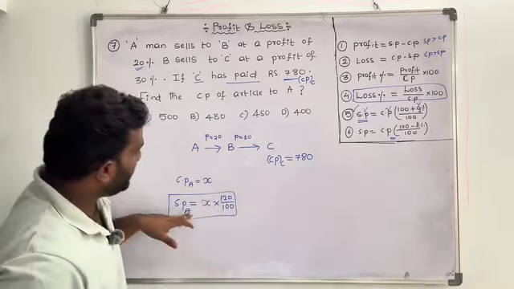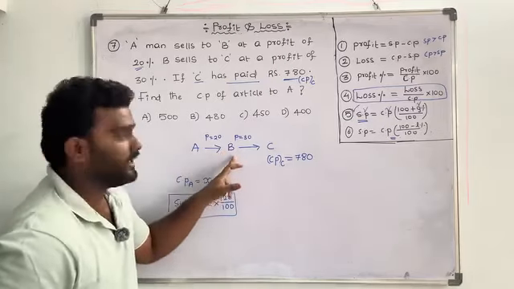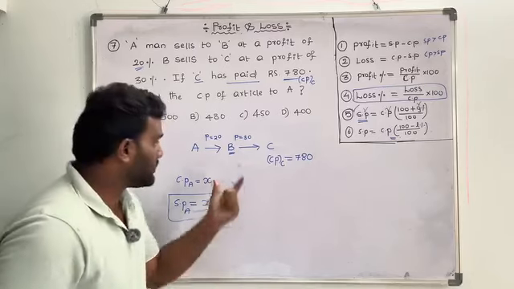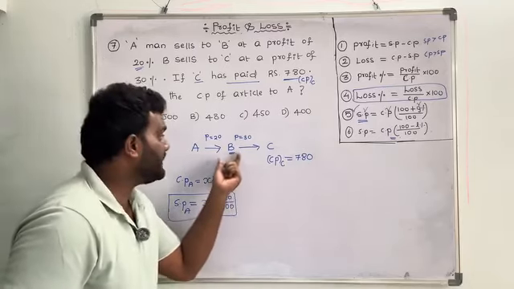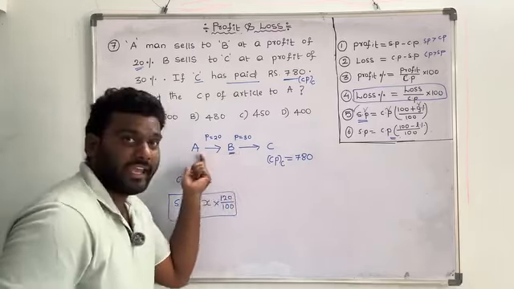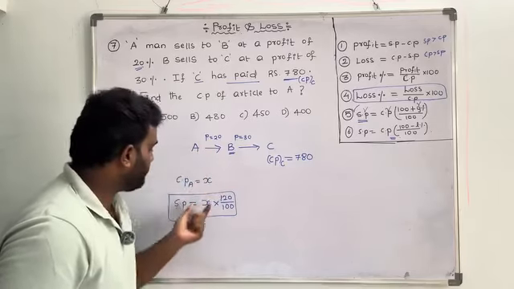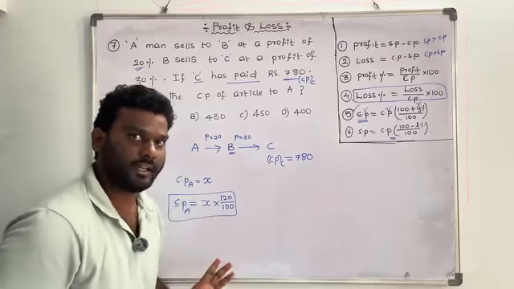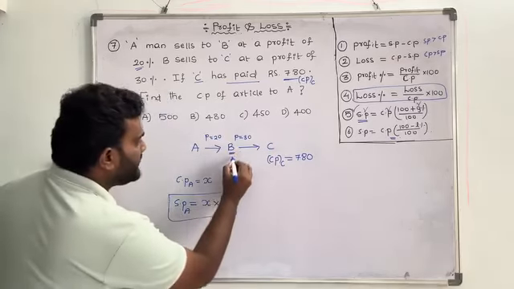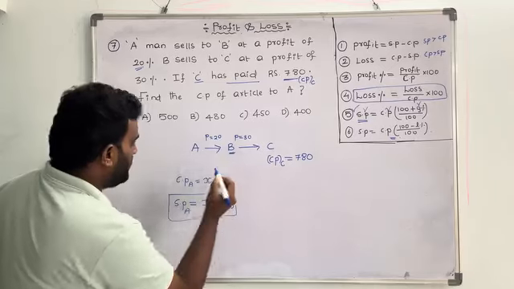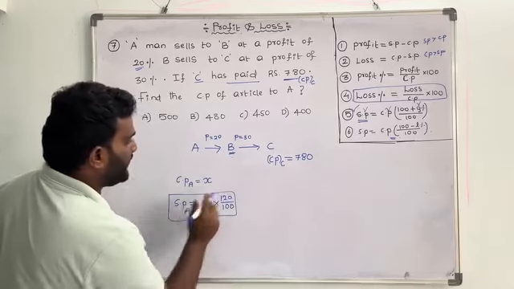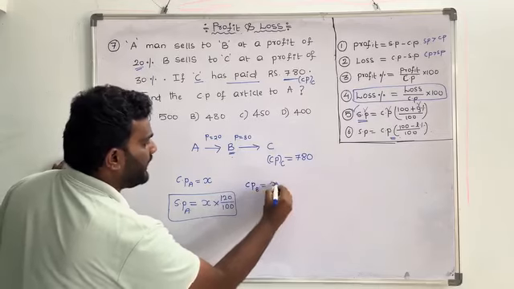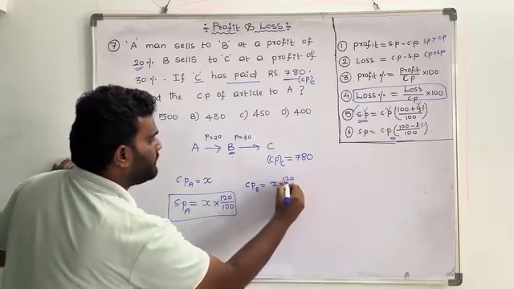Selling price of A to B. Okay, what is the cost price of B now? Since B is buying from A, the selling price of A will become the cost price of B. I hope you understand this. So the cost price of B will be equal to the selling price of A. So simply, cost price of B is equal to X into 120 by 100.